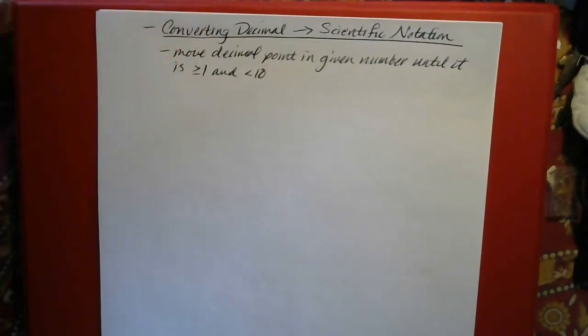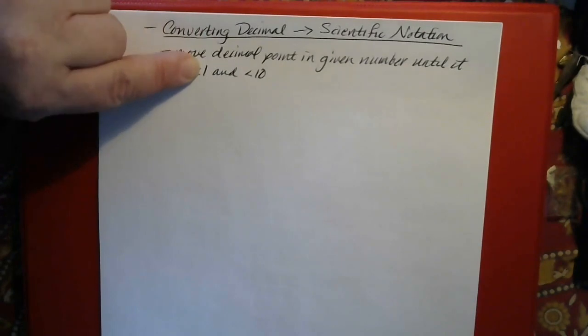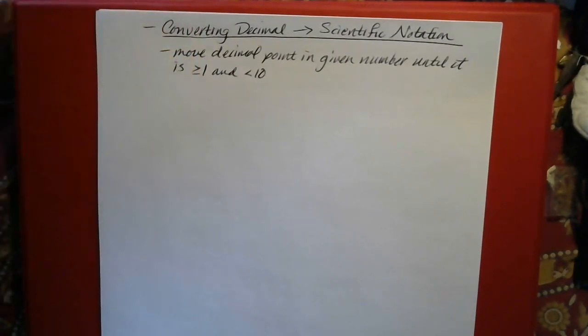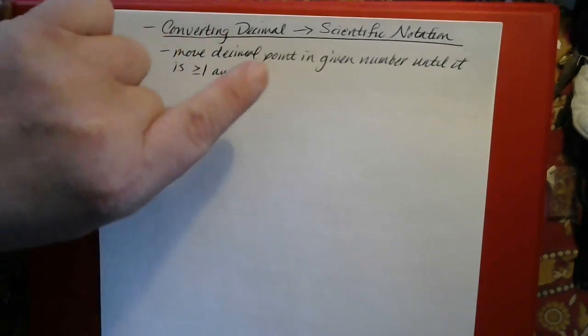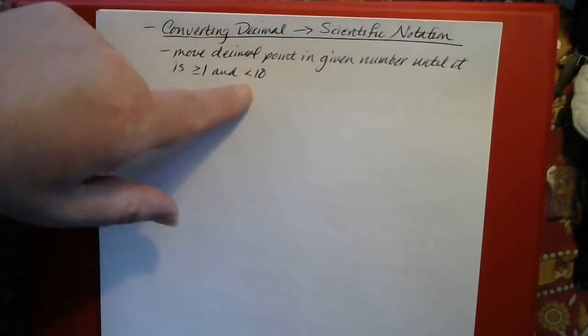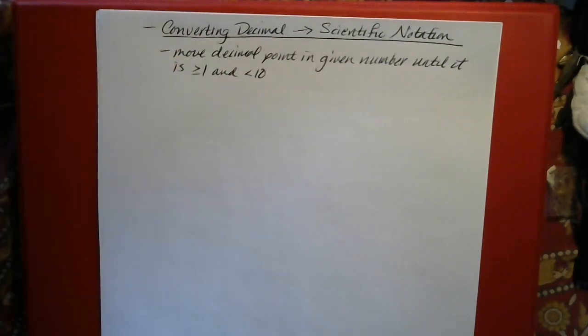And when we say between 1 and 10, that's kind of a shorthand way of saying it. The 1 is inclusive, meaning that the number could end up just being 1. That's okay. But it can't actually be 10. It has to be less than 10. 9.99999, on to infinity is perfectly okay. But 10 actually wouldn't be.